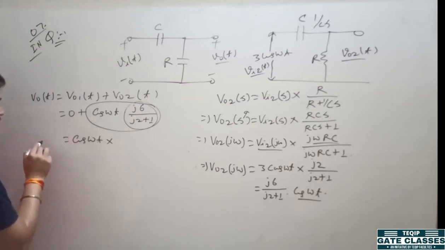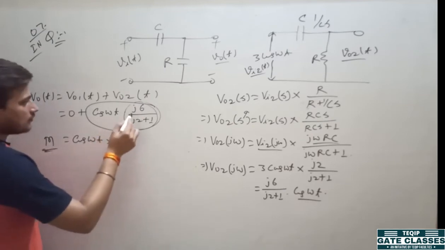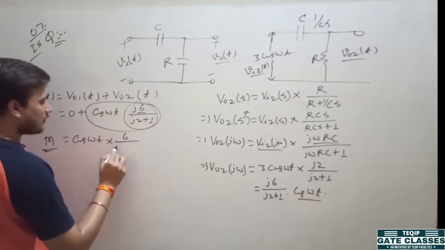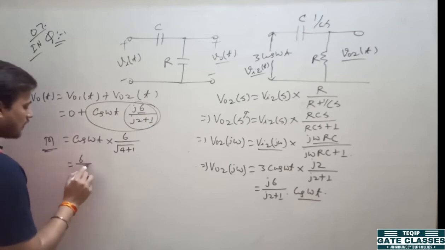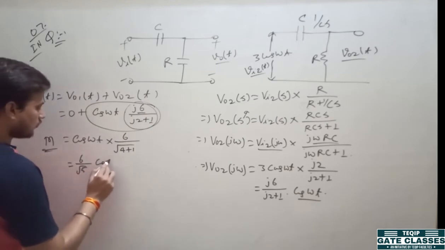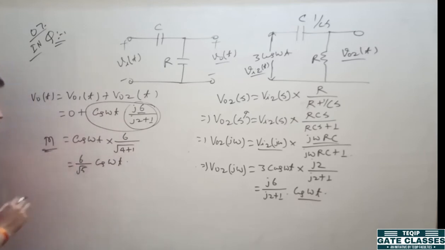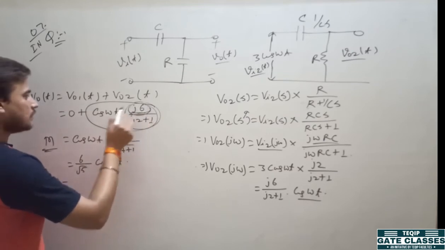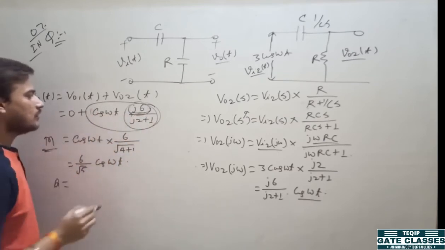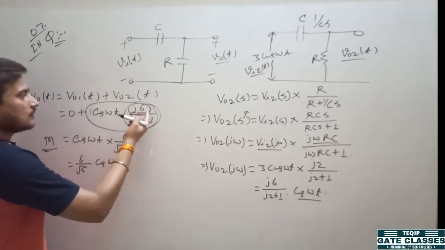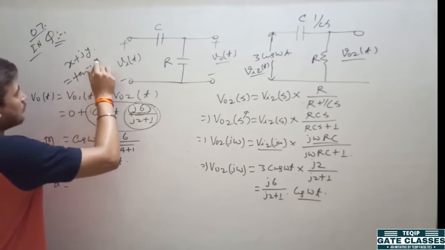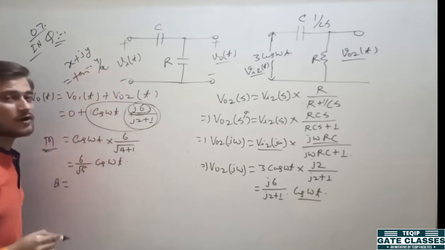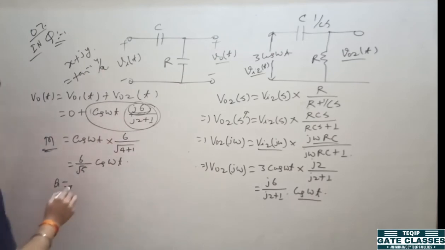If you write the magnitude only, the magnitude of 6 will be 6 divided by under root 2 square, that means 4 plus 1. So here it is coming 6 by root 5 cos omega t. Now we have to write the angle, theta or phi. So what will the angle be? You see, here the angle of this part, x plus jy, is tan inverse y by x. Here the real term is 0, so the angle is 90 degree.